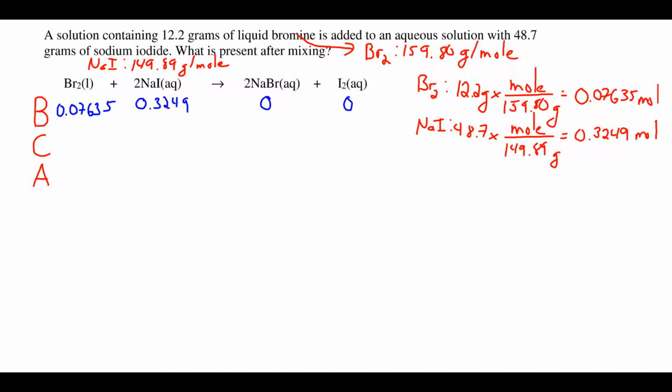We need to ID the limiting reagent. We see that in the balanced chemical equation, it's a 2-to-1 ratio, meaning for every mole of bromine, we would need 2 moles of sodium iodide. Therefore, we would need somewhere around 0.14, 0.15 moles of the sodium iodide. We have plenty. So bromine is going to be our limiting reagent.